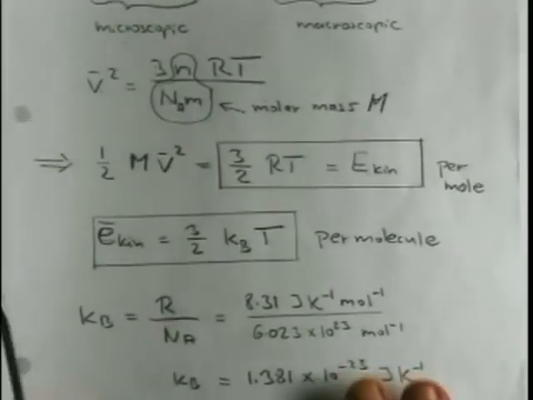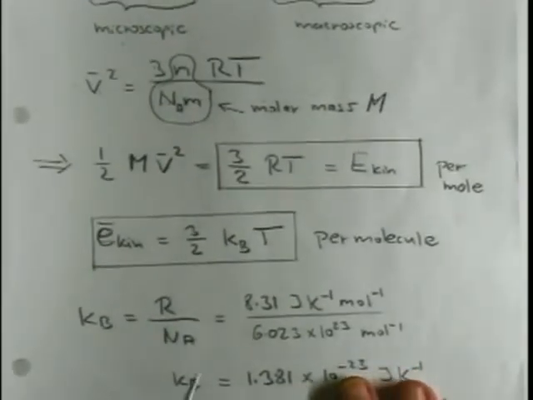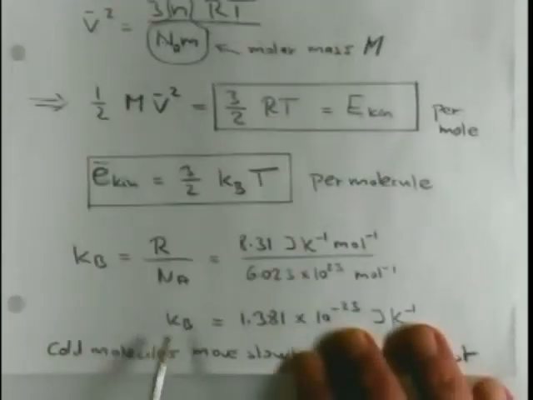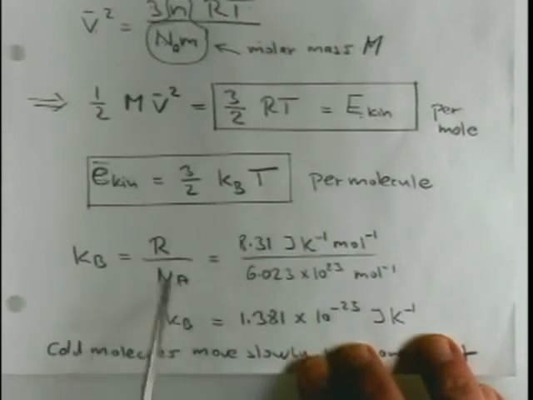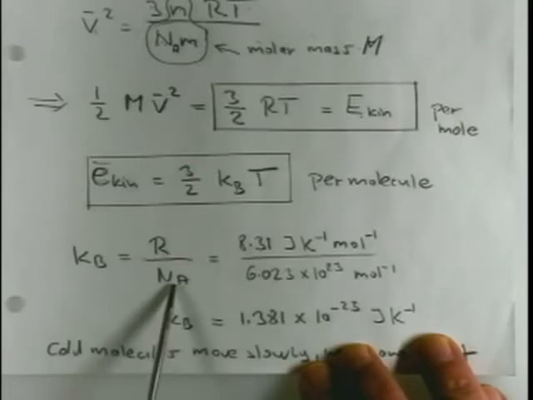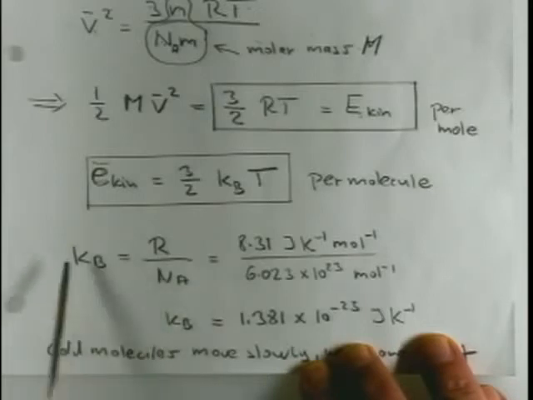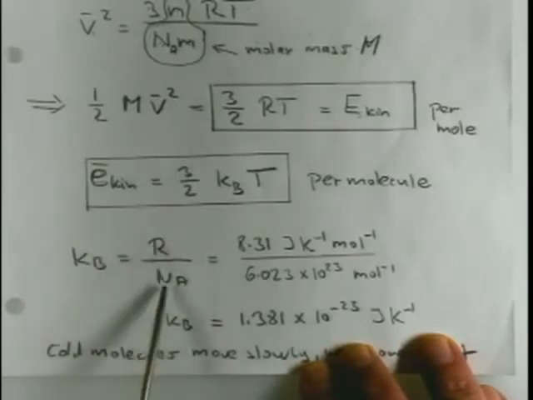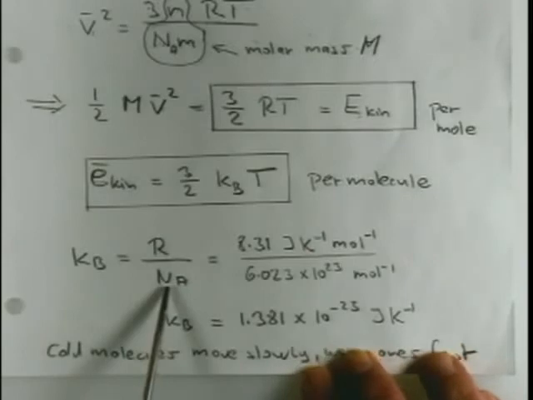Now I'm going to introduce you to a new constant. If I have R divided by NA, NA is the Avogadro constant. So what is this? This is the energy per 1 molecule or per atom, all right? So I call this Kb, a new constant. It's just R, the gas constant, divided by Avogadro's number.